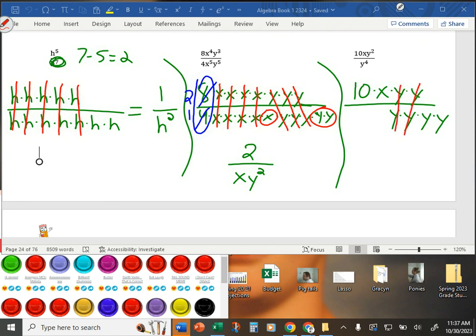Y and y can each be canceled out. What are we left with? 10x in our numerator, y squared in the denominator. And we are done. Why can't we cancel out that x with one of the y's? Why can't we cancel out an x with one of the y's?